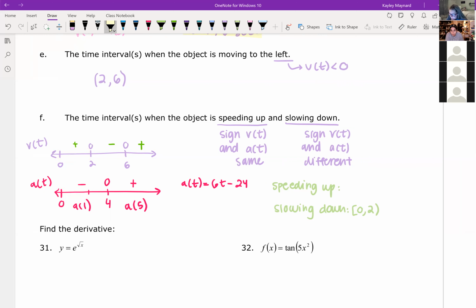Okay, and then I noticed that from 2 to 4, they actually both happen to be negative. So from here, it's negative, and then 4 is like right here on this one, and it's also negative. So from 2 to 4, they're both negative, which means that it's speeding up.